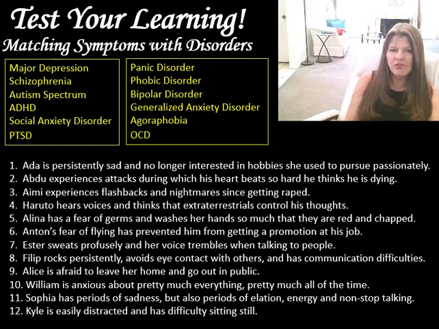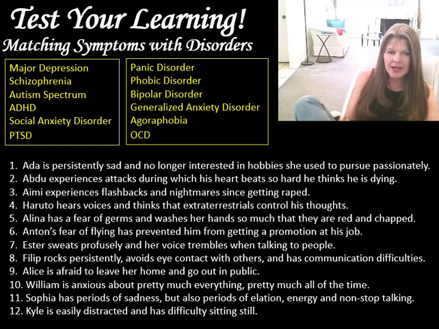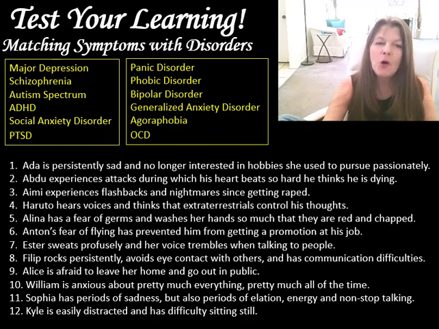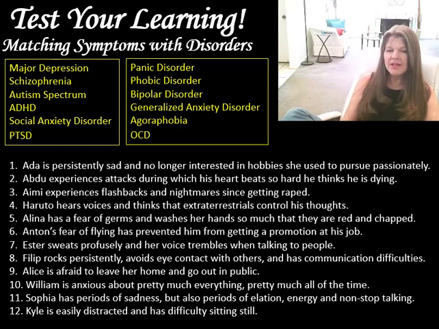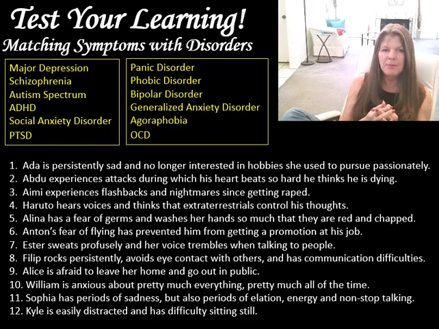Number five is OCD, and that stands for obsessive compulsive disorder. Number six is phobic disorder. Phobic disorder. Number seven is social anxiety disorder. Number eight is autism. So Philip would be somewhere on the autism spectrum. Number nine is agoraphobia. Number 10 is generalized anxiety disorder.